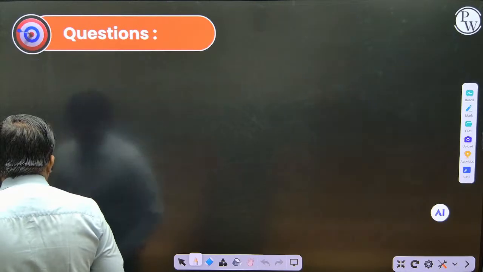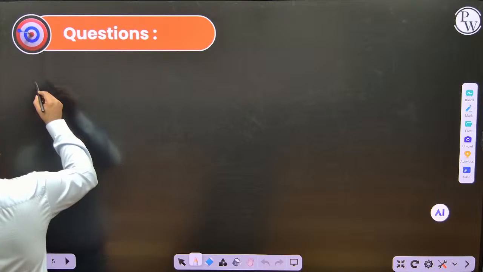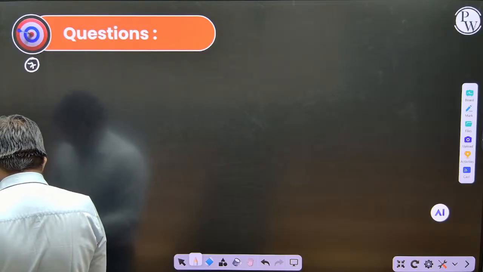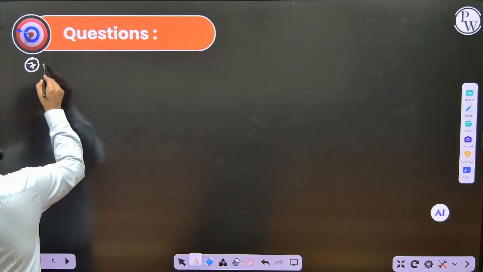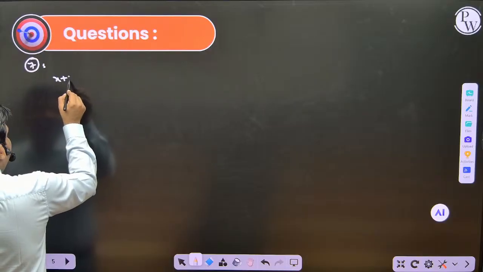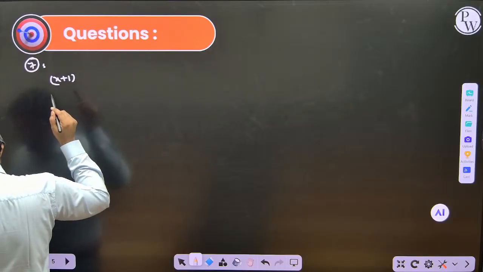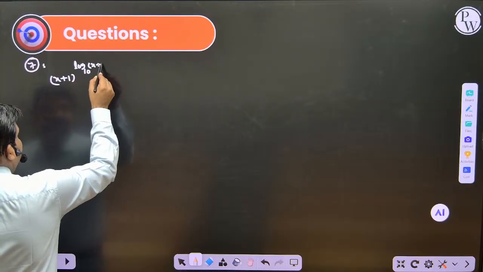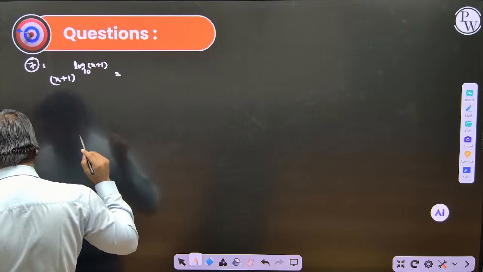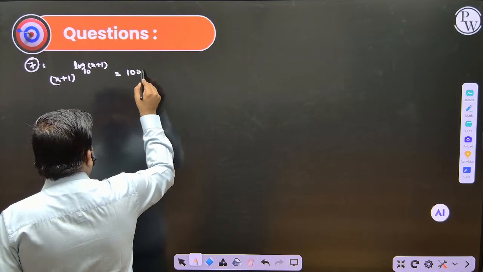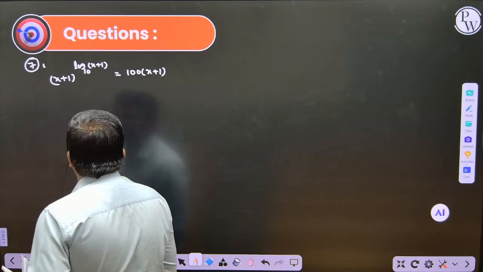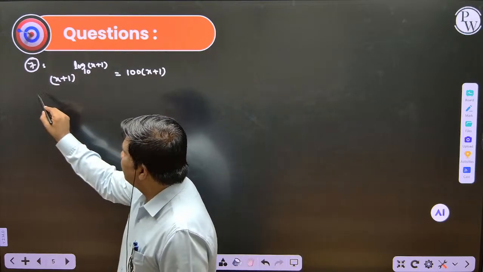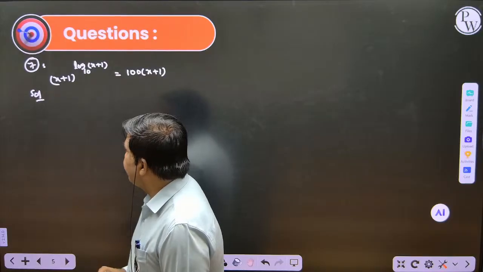Okay, next one, see question number 7. What is that? Look here. The question is x plus 1 to the power of log base 10 of x plus 1 is equal to 100 into x plus 1, right? Now this is also an equation. For this also you want to find out its domain.